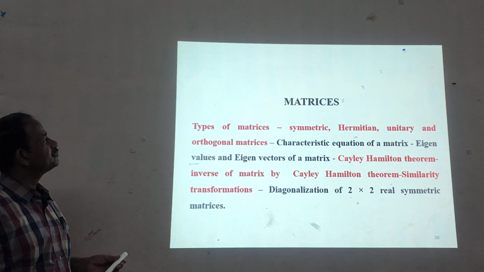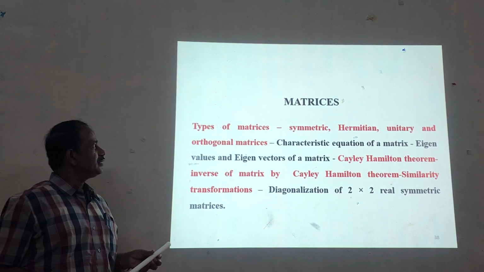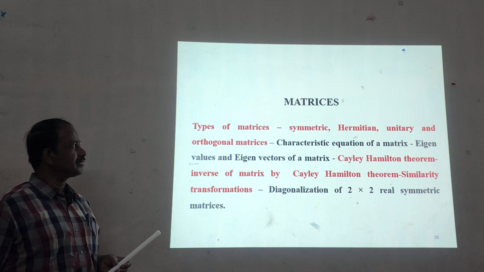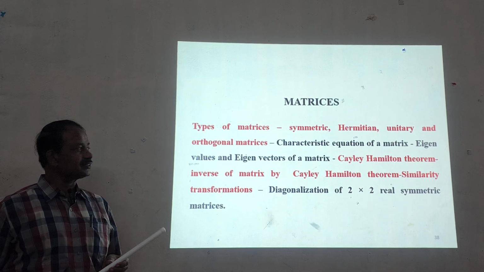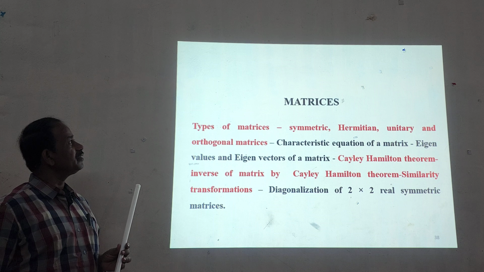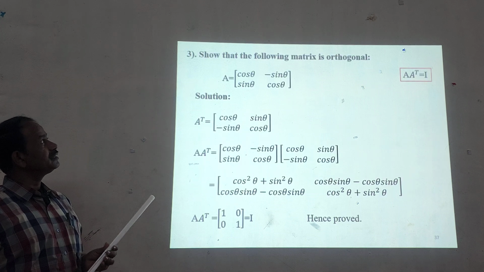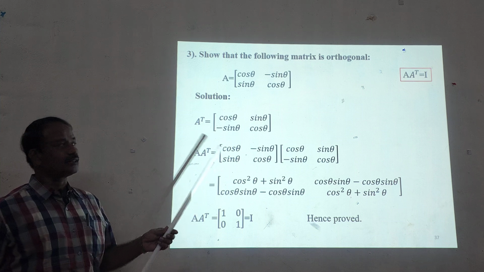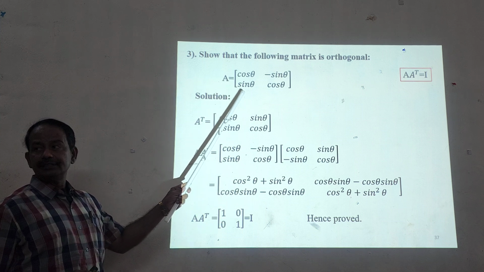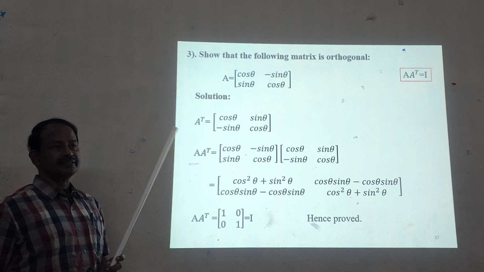Good morning, students. So yesterday we discussed the types of matrices: symmetric, Hermitian, unitary and orthogonal matrices, and we missed one very important problem which we are going to discuss today. Show that the following matrix is orthogonal. So we are going to show whether this matrix is an orthogonal matrix or not.